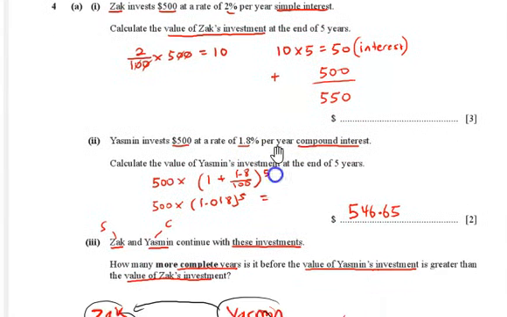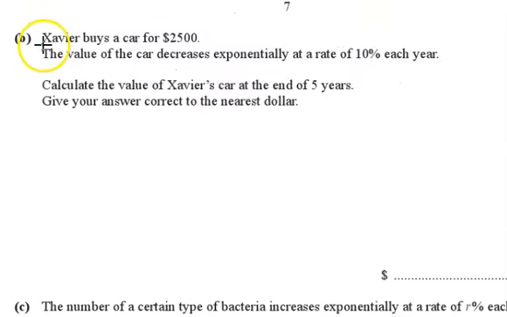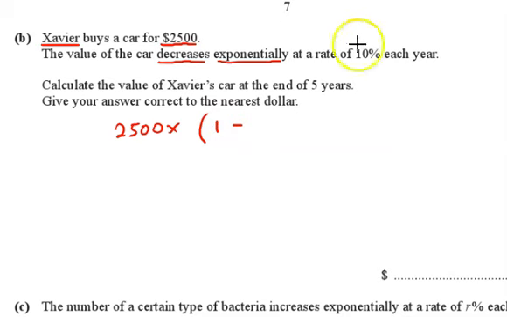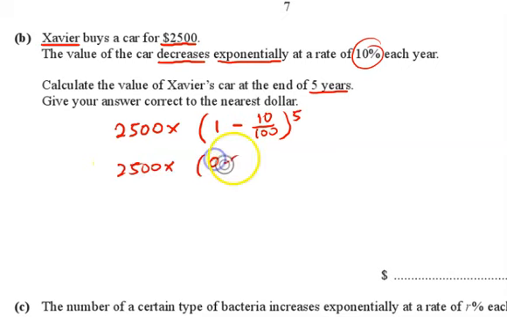Now let us try a bit more complicated questions. Xavier buys a new car for 2,500. The value of the car decreases exponentially. So now we have to use 2,500 multiplied by (1 minus...). Now look, the rate is 10%, at the end of 5 years. So we just have to calculate this: 0.9 to the power of 5.